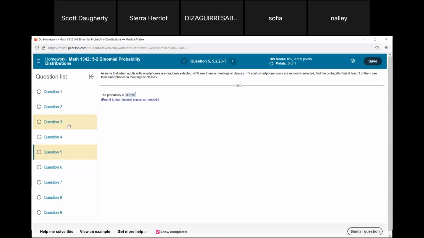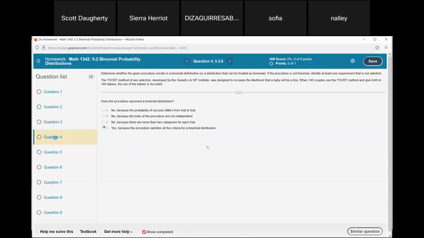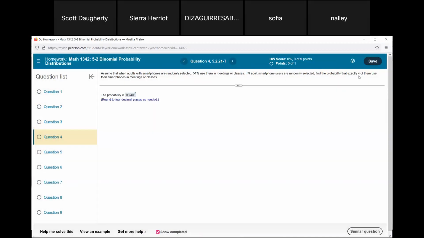Okay, just as a quick summary, if the problem says exactly 4, you can use the PDF and you just plug in 4 for X. If it says fewer than a number, like fewer than 3, then you can use the CDF function and you plug in the number that you want to stop at. The calculator is going to start at 0, and then you plug in the number you want to stop at for X. So fewer than 3, you would want to stop at 2. So you could do binom CDF and just plug a 2 in for X here.